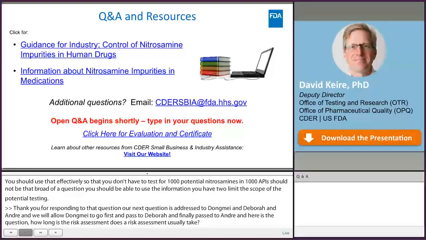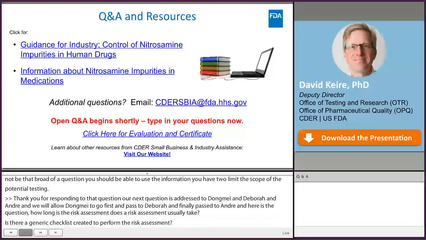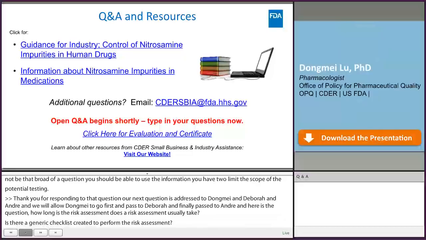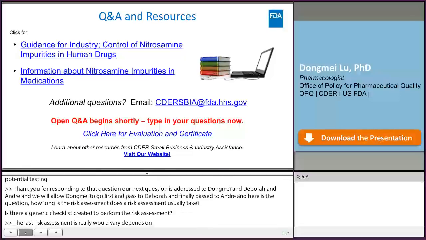The length of the risk assessment would really vary. It depends on whether you have previous experience with some other products from the same drug manufacturer, and whether you have had similar root causes before. But by all means, it should be concluded before March 1st of next year.